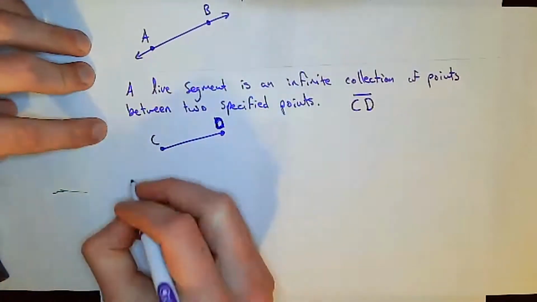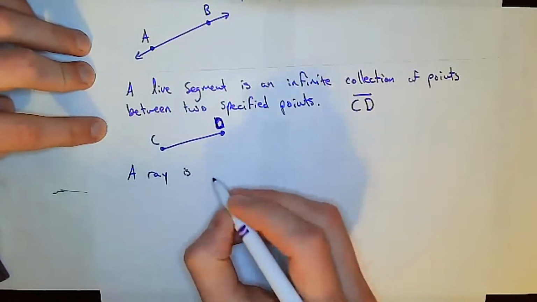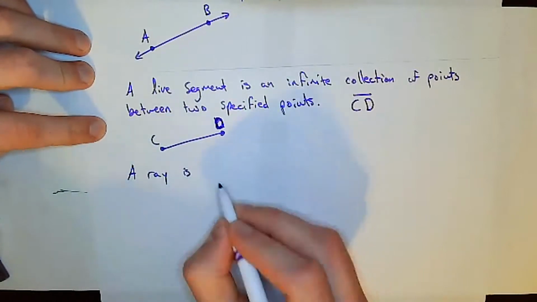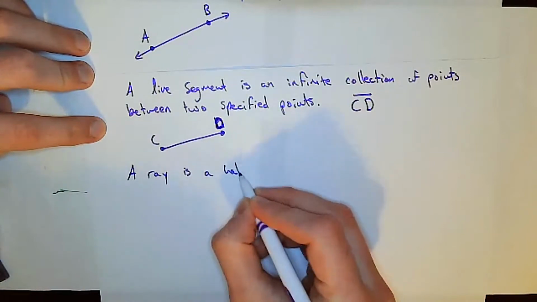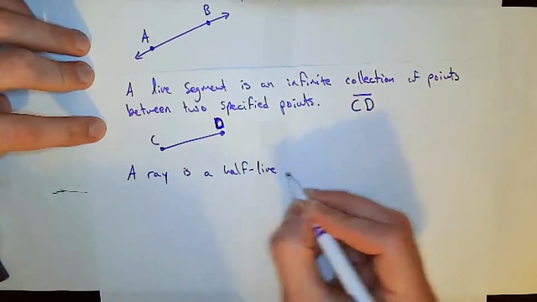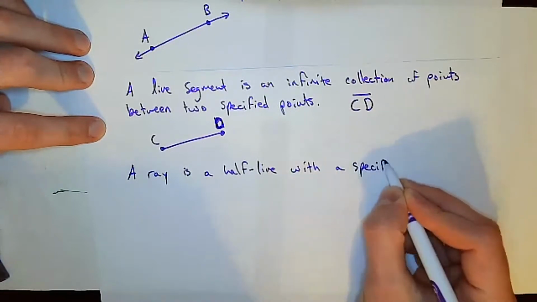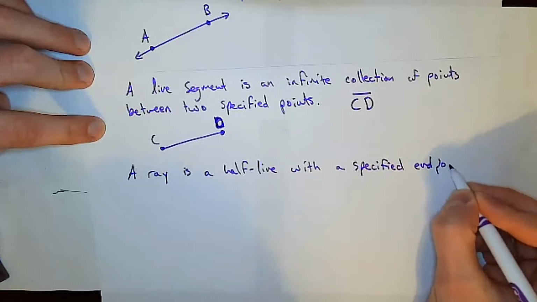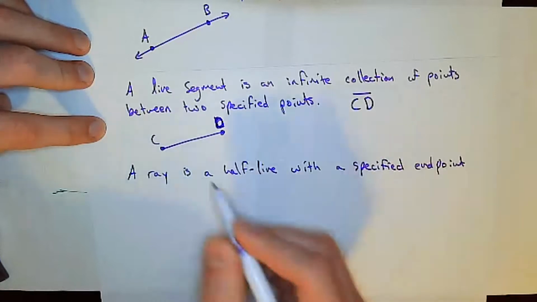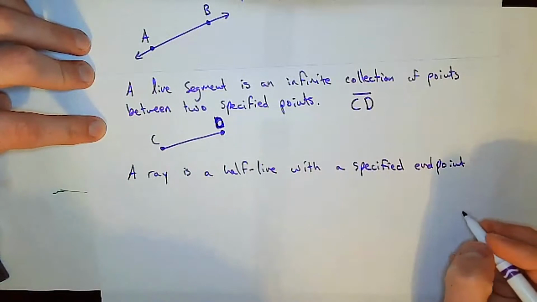Then we have a ray. If the book calls it a half line, that's okay. So it has a specified endpoint, whereas the line segment had two specified endpoints, right? But a ray has a specified endpoint.